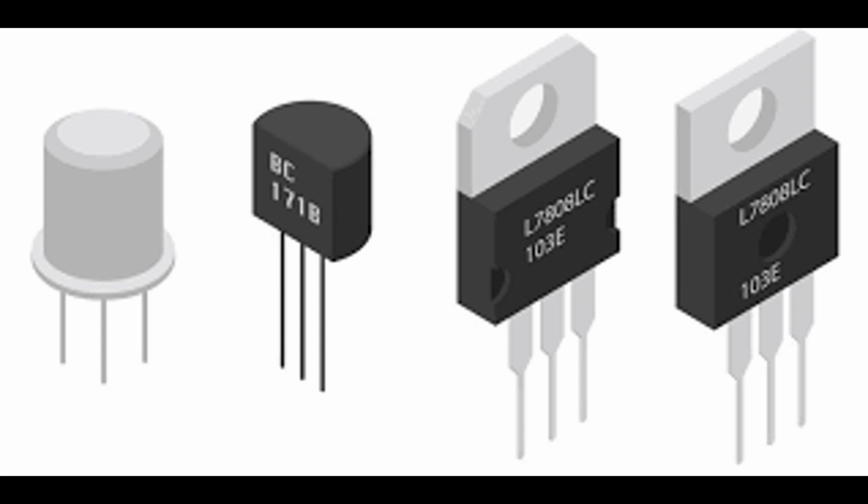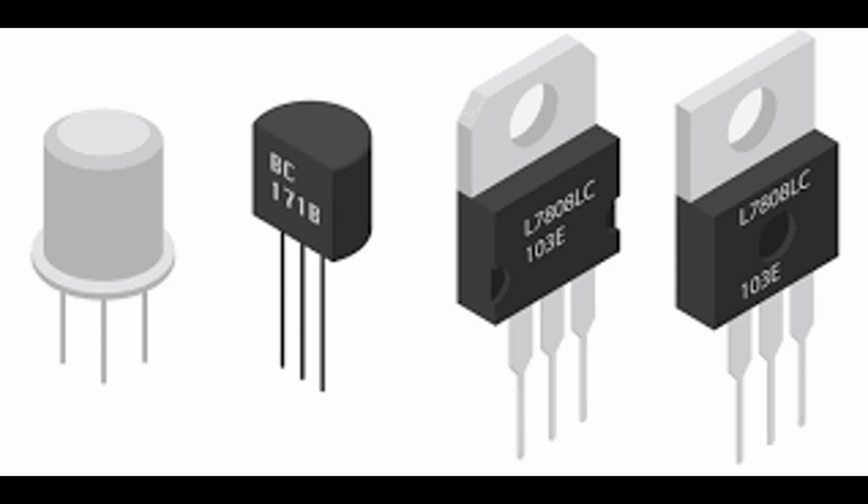Once triggered, the SCR continues to conduct even if the gate signal is removed, as long as the current through the device remains above the holding current. Turn off. The SCR can be turned off by reducing the current through it to below the holding current. This can be achieved by interrupting the current flow or by using an external circuit to reduce the current.